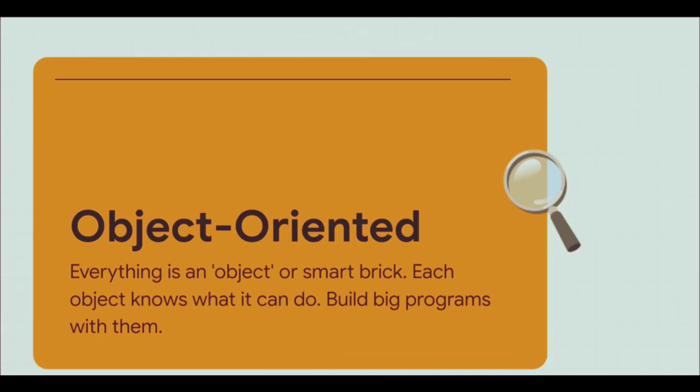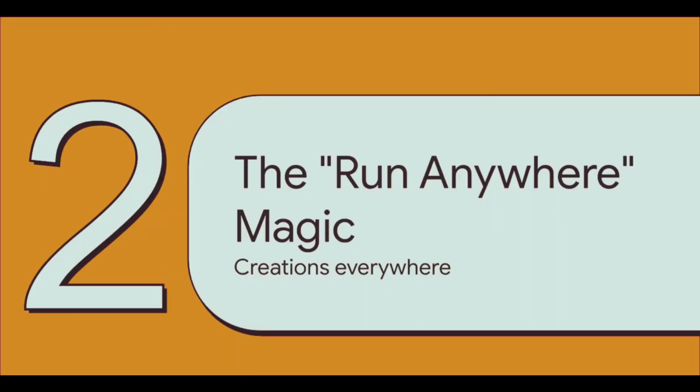And that brings us to this idea of smart bricks, which is superpower number 2. Java is object-oriented. Now think about your Lego box. You've got pieces that just know what they do, right? A wheel knows how to spin. A door knows how to open. Well, in Java, every bit of code is an object that knows what it is and what it can do. And you build these massive, amazing programs just by snapping these smart objects together. It's brilliant.